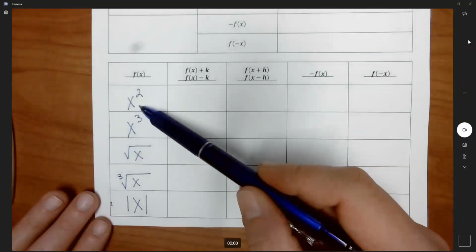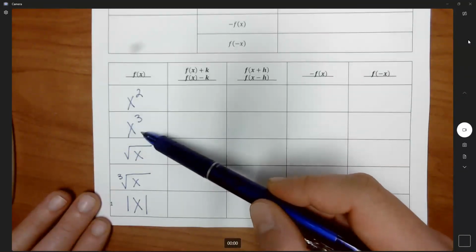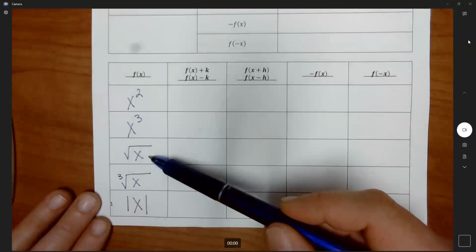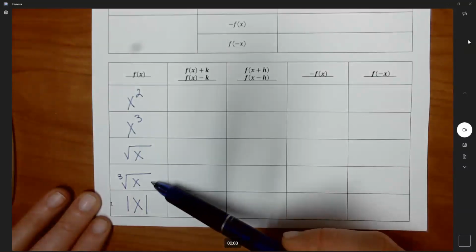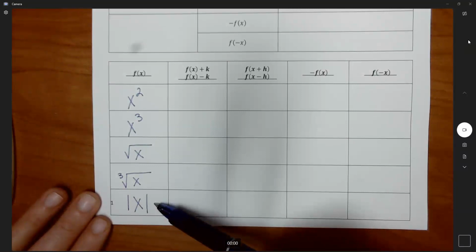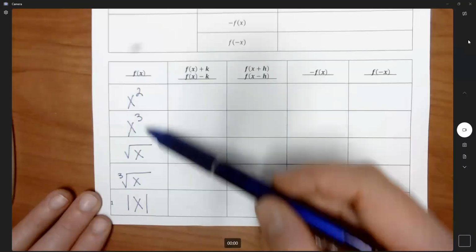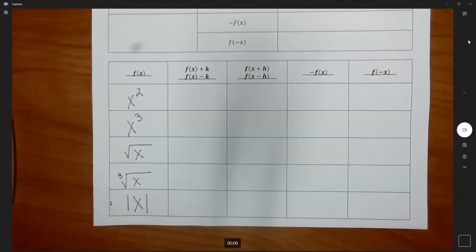So these are our most basic functions. This one has a vertex at the origin. This one changes directions at the origin. This one starts at the origin, changes directions at the origin, and it has that V right there at the origin. So all of these here are just the basic functions.